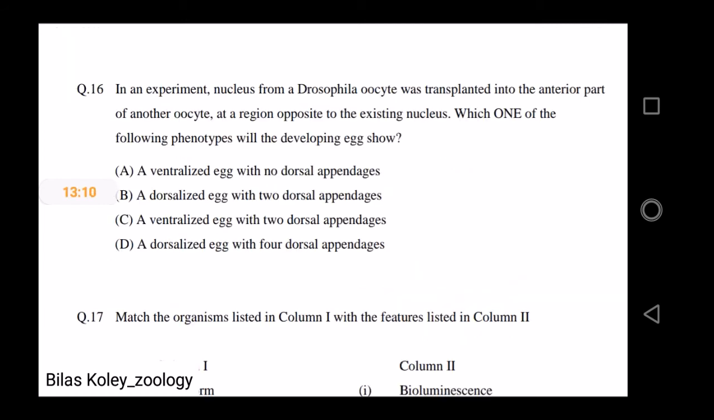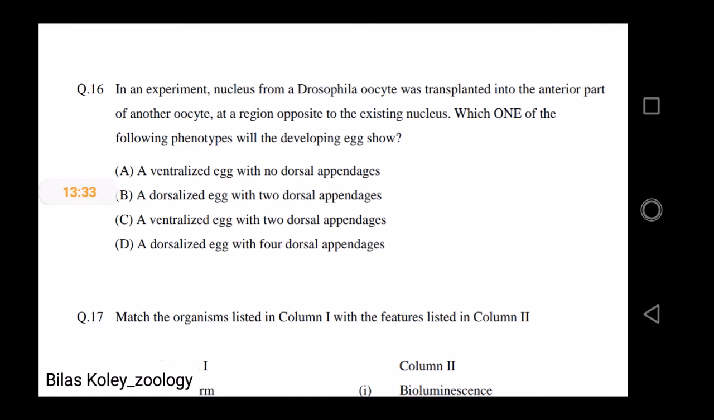Now we will discuss question number 16. In an experiment, nucleus from a Drosophila oocyte was transplanted into the anterior part of another oocyte at a region opposite to the existing nucleus. And the question is, which one of the following phenotypes will be developing?